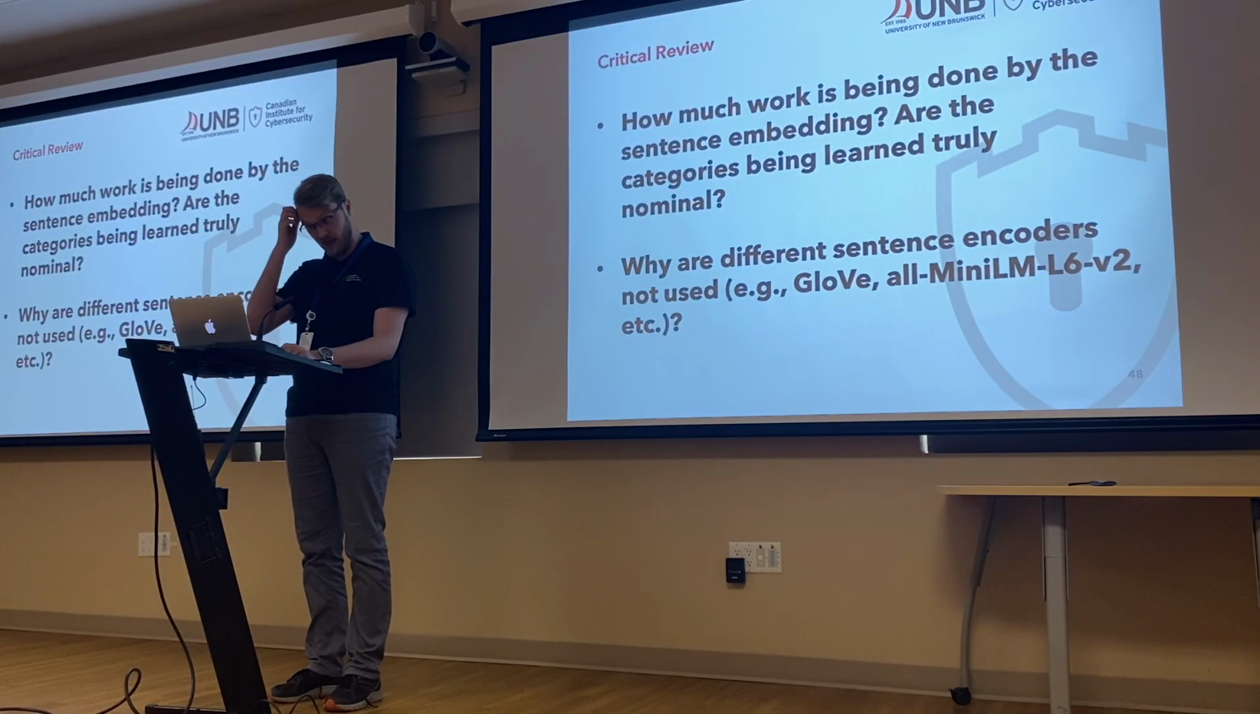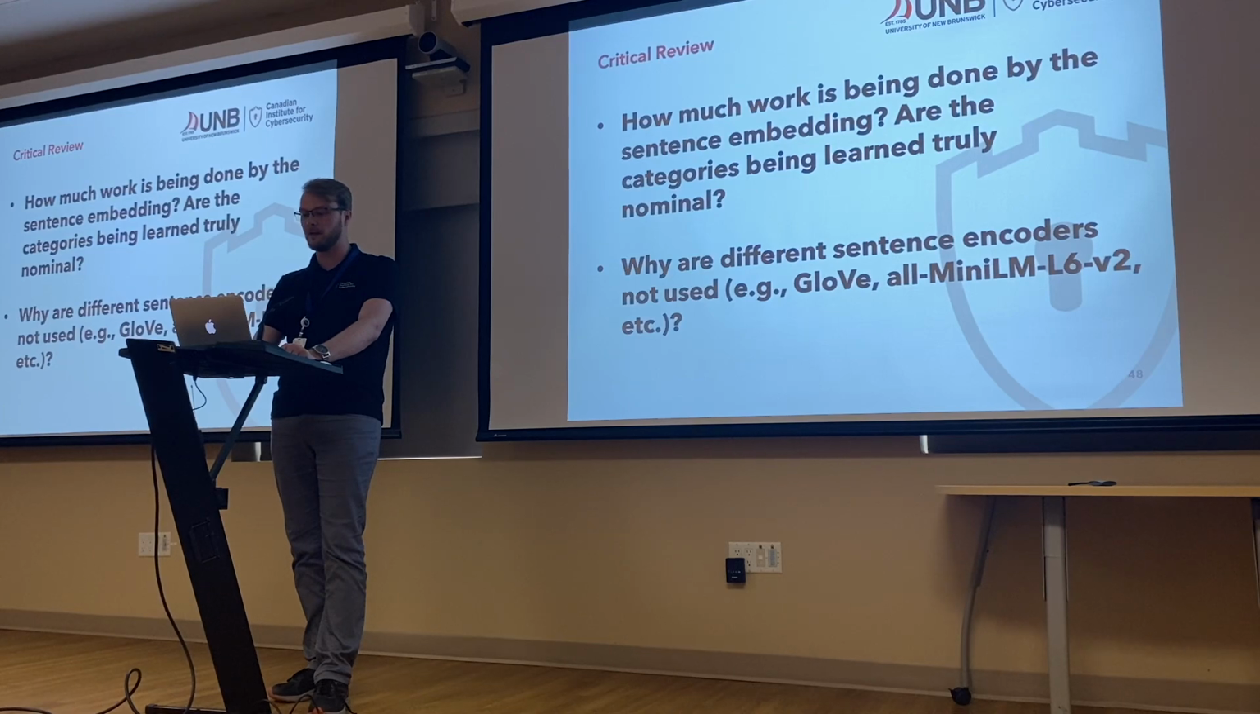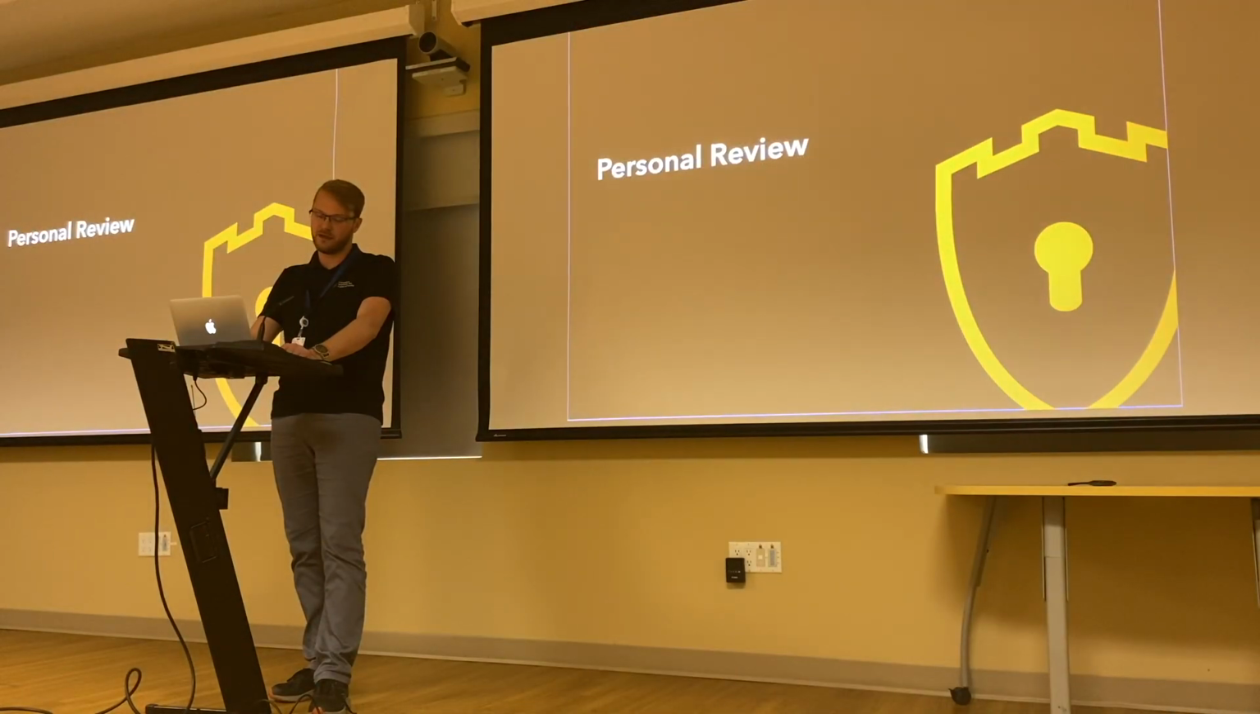Another last critical question I have is: why aren't different sentence encoders used? It seems like one of the most central parts of the work, so why wouldn't you see something like GloVe, or another sentence encoder I talked about 2 weeks ago called all-MiniLM, the whole name? So why not use different ones? That basically forms my critical review.